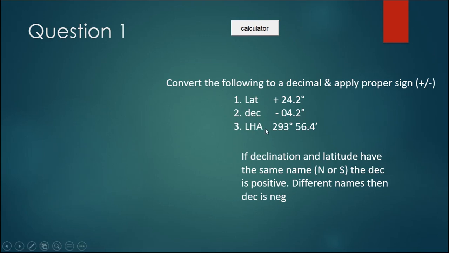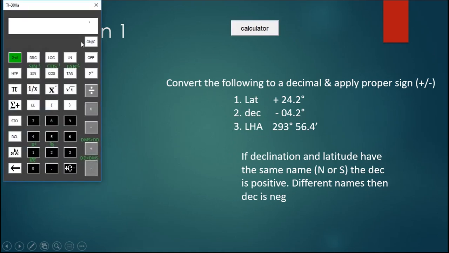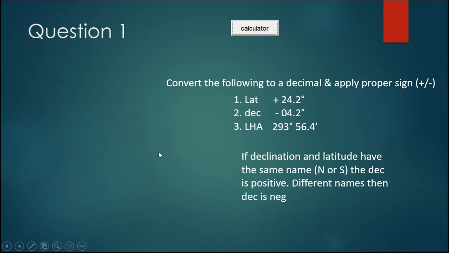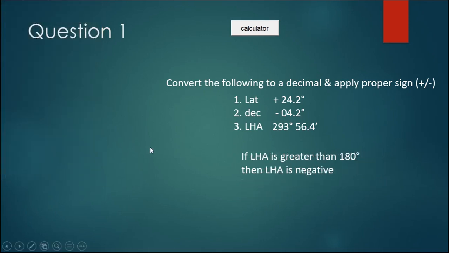And now we'll convert the local hour angle. 293.564, second function, degrees to decimals, 293.9. Okay, if the local hour angle is greater than 180 degrees, then the local hour angle is negative. So we'll list that as negative 293.9 degrees.